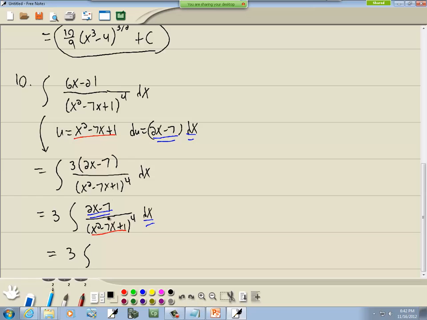Okay, so this gets replaced by u. So we got 1 over u to the 4th du. 2x minus 7 dx gets replaced by du.